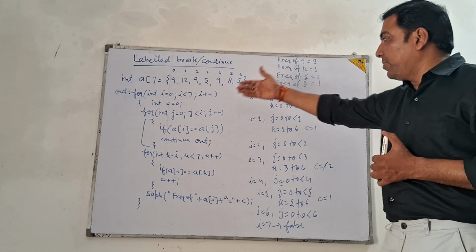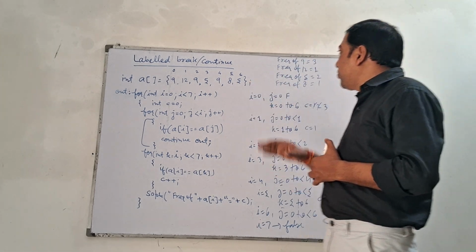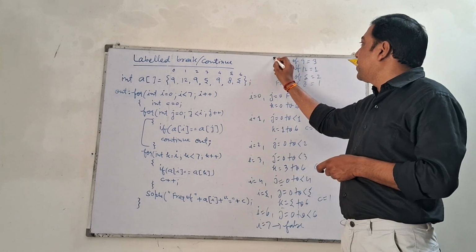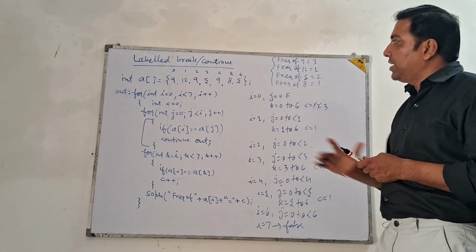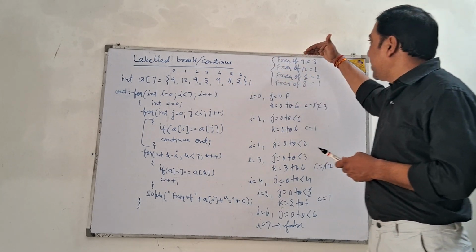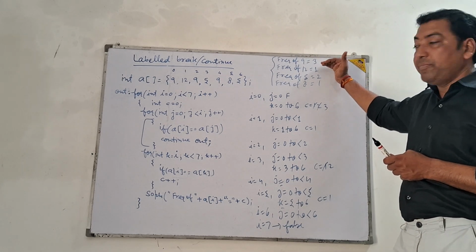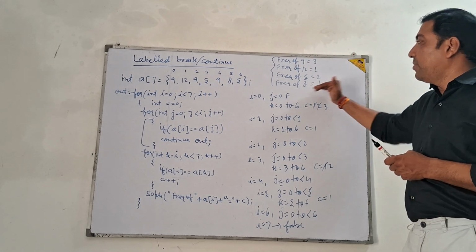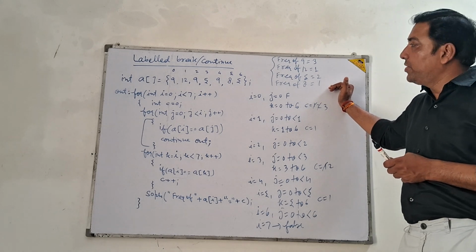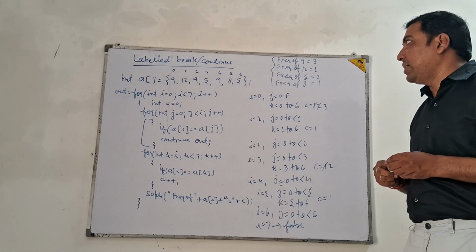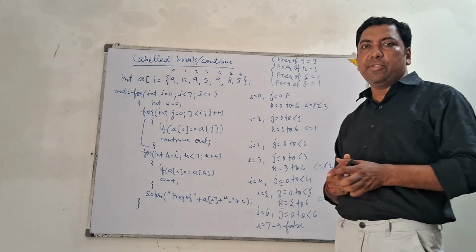So with the help of this labeled continue, you can see we can find the frequency of each number in the array. Finally, the output will come this way: frequency of 9 is 3 times, frequency of 12 is 1 time, frequency of 5 is 2 times, frequency of 8 is 1 time. So this is the use of labeled continue. In the same way, labeled break is also there.